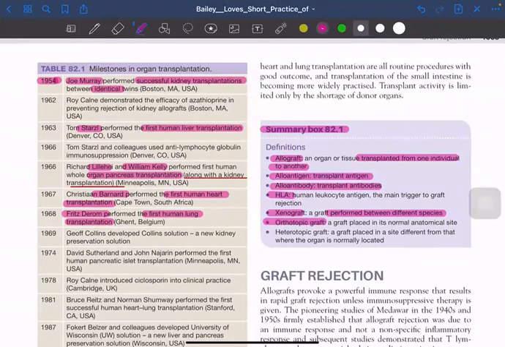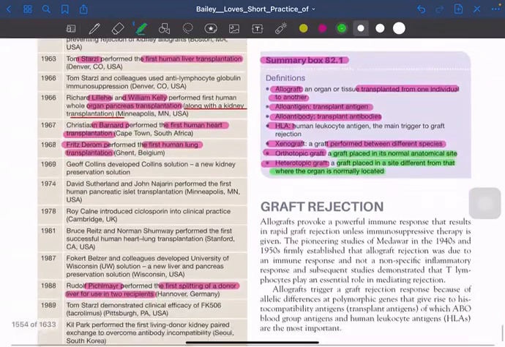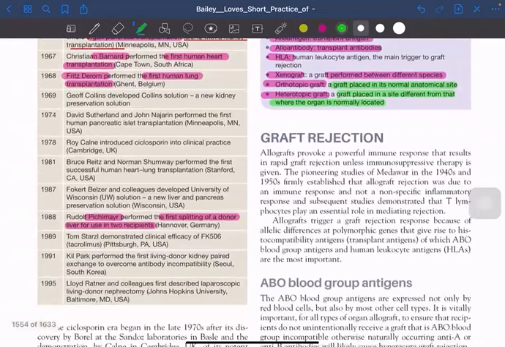This is very important. An orthotopic graft is a graft placed in its normal anatomical site, while a heterotopic graft is a graft placed in a site different from that where the organ is normally located. Like for kidney, we place the graft in the right iliac fossa, but not in the anatomical position, that is the lumbar region. Graft rejection, nothing much is important. Important part is the last paragraph.